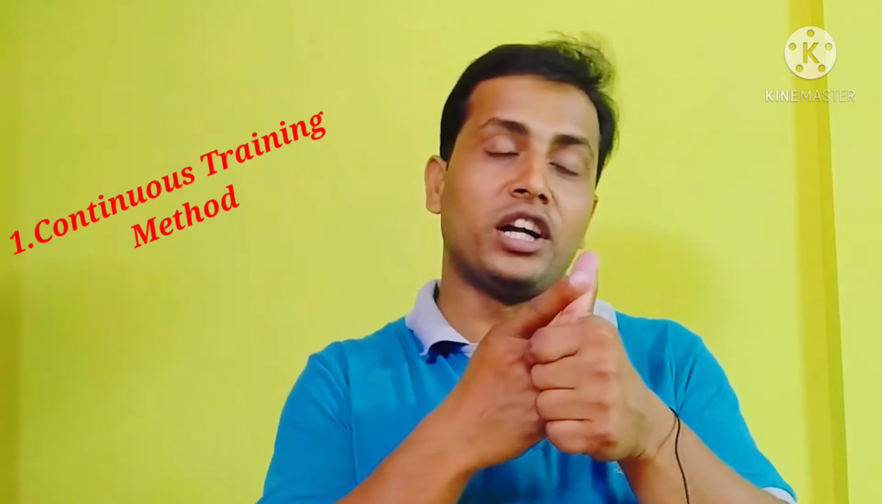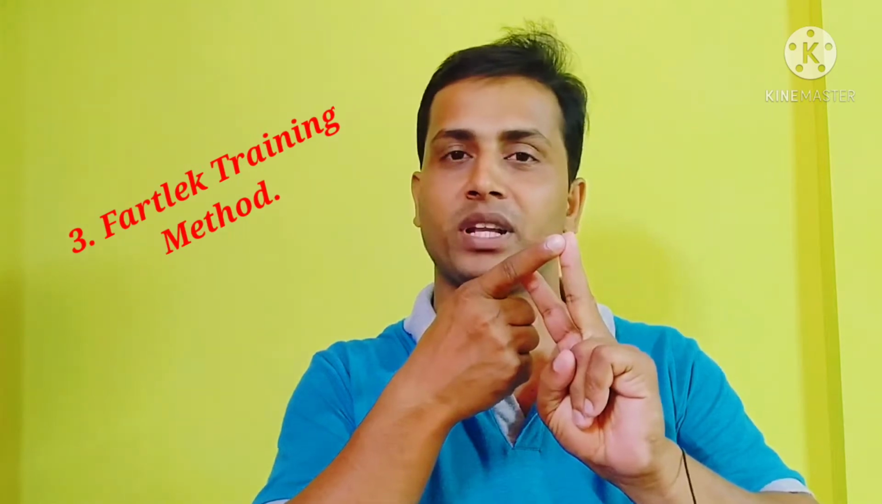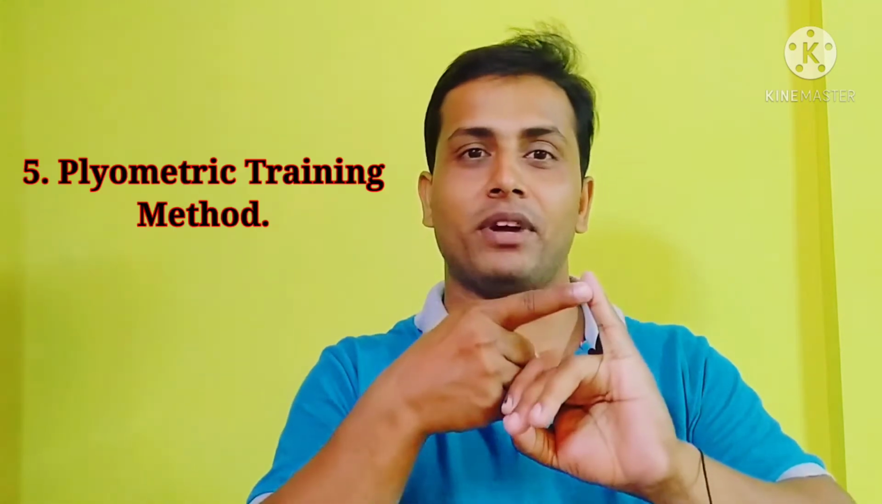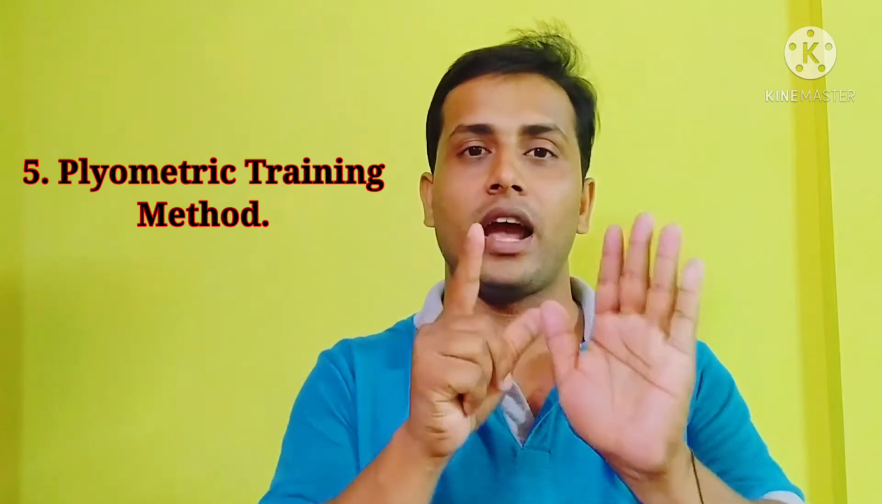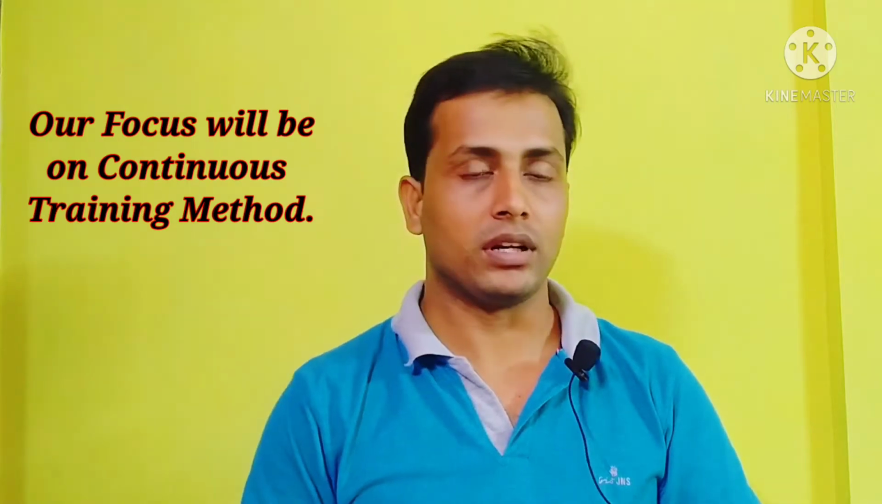Let's start with the names of the training methods in sports. Number 1, continuous training method. Number 2, interval training method. Number 3, fartlek training method. Number 4, circuit training method. Number 5, plyometric training method. And number 6, weight training method. Apart from these, there are other training methods too, but we will be focusing on continuous training method.